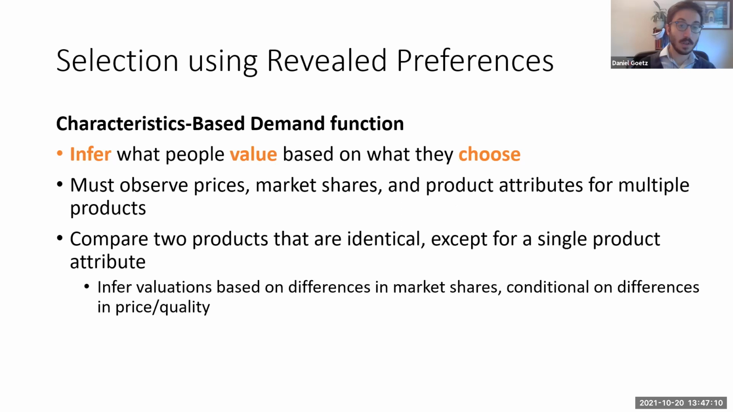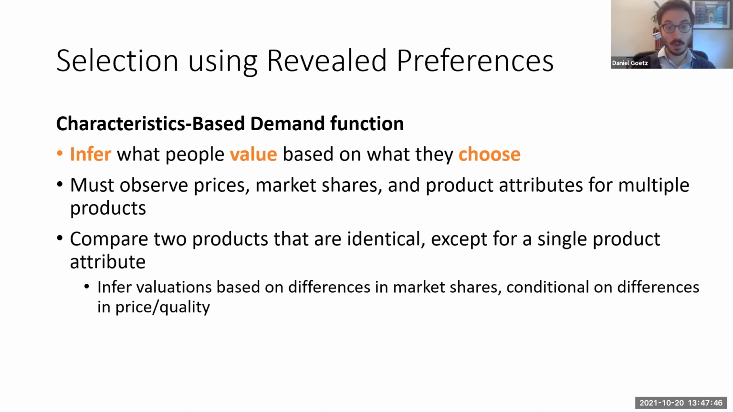So what we do here is we see what people actually buy, and we infer what people value based on what they've chosen out there in the marketplace. So when we decide to create a new product, we know what attributes people value based on what they've already chosen, right? In order to do this analysis, we need to observe prices, market shares, and product attributes for multiple products, okay?